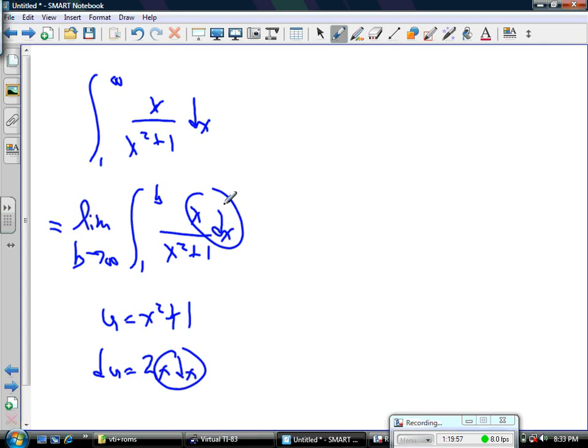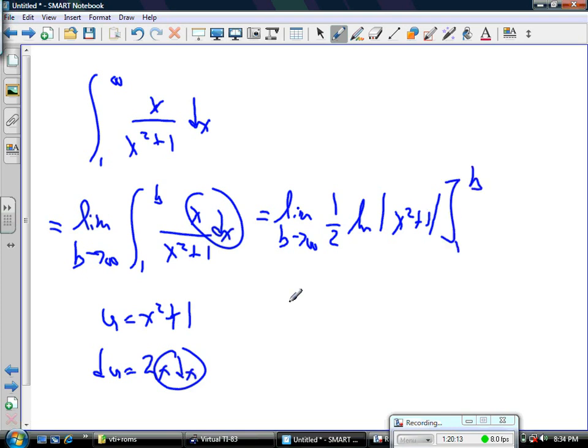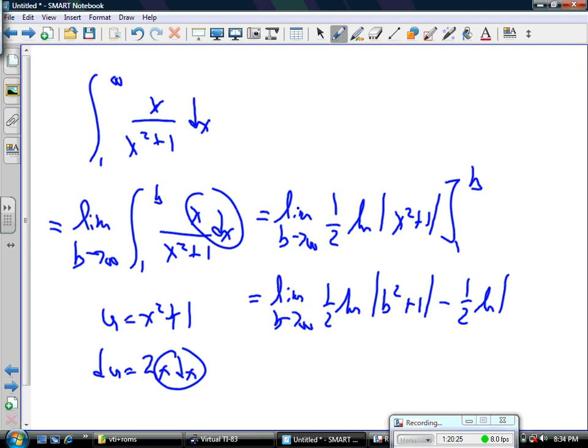How do you integrate 1 over u du? ln. So it's the limit as b goes to infinity of 1/2 the ln of absolute u. Absolute value doesn't really matter here because this is always positive. Evaluate it from 1 to b, and you get the limit as b goes to infinity of 1/2 the ln of absolute b squared plus 1, minus 1/2 the ln of absolute 1 squared plus 1, which is 2.